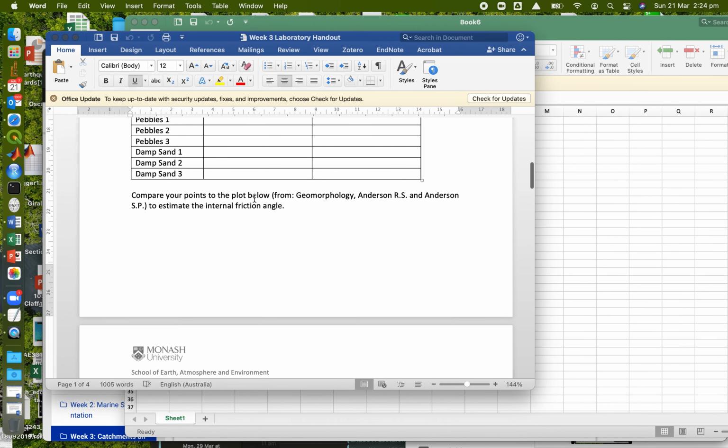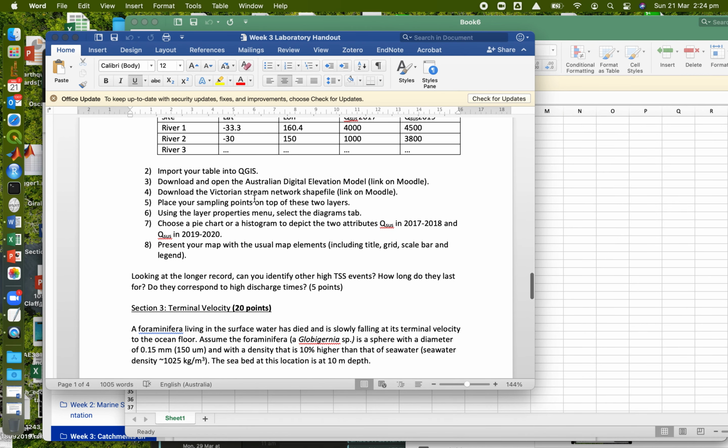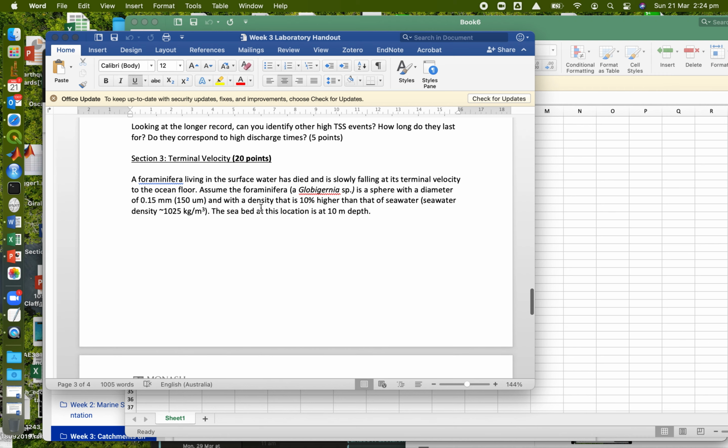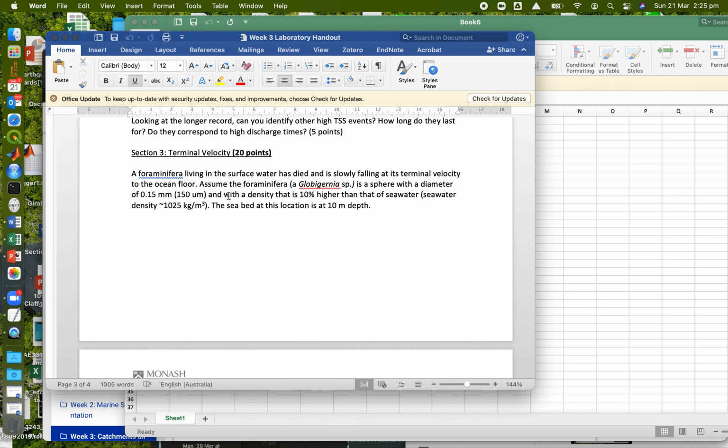So at the bottom of the weekly prac, we have a question about a foraminifera living in the surface water. Okay, so often foraminifera are floating plankton, right? And when they die, eventually they will fall down to the ocean bottom, forming, this is a calcium carbonate, so a carbonate ooze. How quickly will it take it to fall?